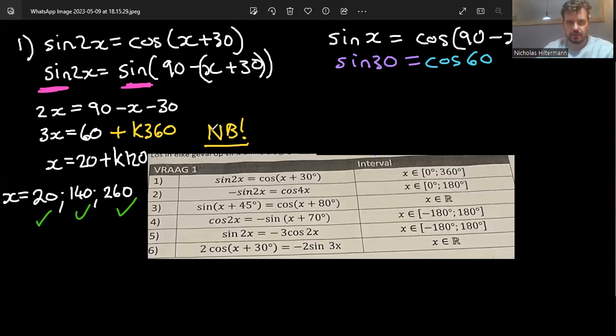Does that make sense, sir? Not really, sir. Okay, so sine 2x equals cos(x plus 30) is what we've been dealing with.